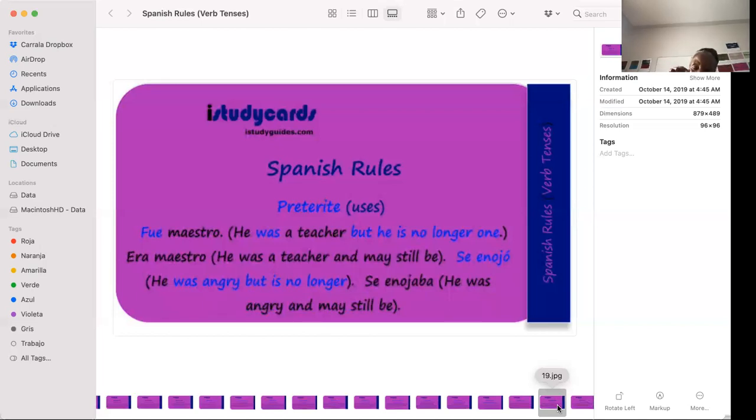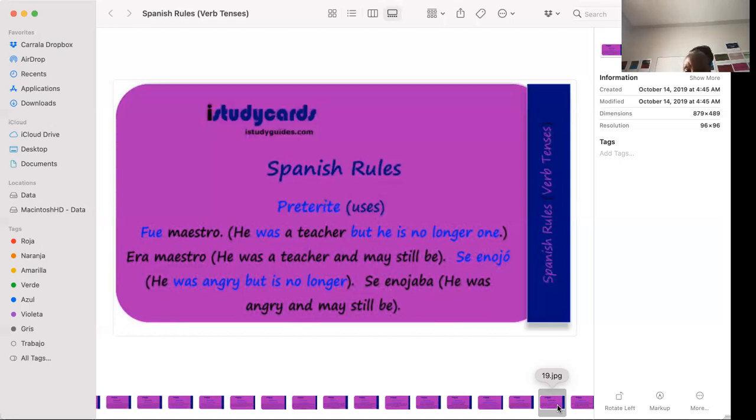Now, we haven't talked about this yet, but this is the imperfect. Era maestro. When I knew him, he was a teacher. He may still be a teacher, I don't know. But I'm emphasizing the fact that he was a teacher, not the fact that he's not anymore.